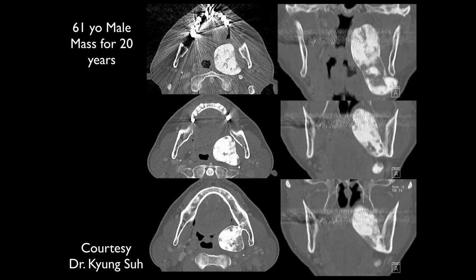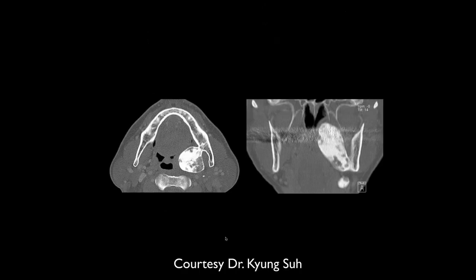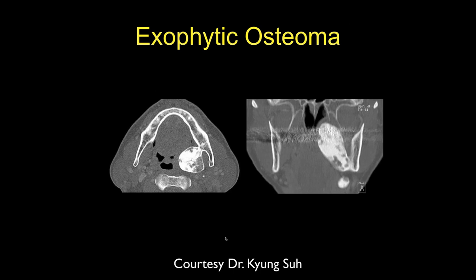Okay. Let's see. Thomas, what do you think of this one? 61-year-old male, masked for 20 years. So there's a large bony mass from the left mandible and has kind of an osteoid matrix. So this could be an osteoma of the mandible? It has kind of a little stalk here, but the edges are contiguous with the cortex of the mandible itself. And yeah, this was an exophytic osteoma.